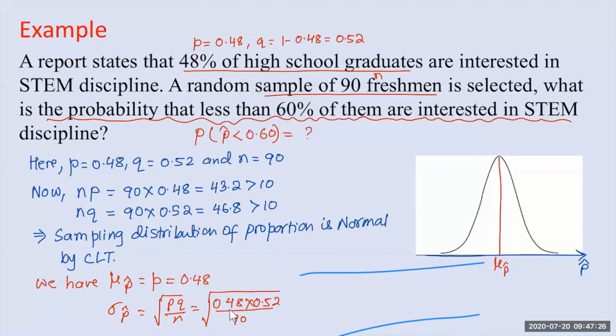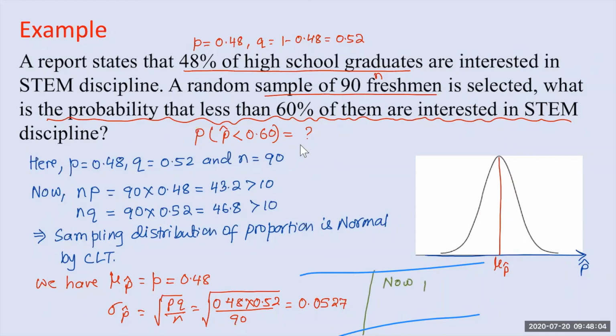If we type 0.48 times 0.52 divided by 90 under the square root in our calculator, you can try this. You should get 0.0527. That is the standard deviation for this distribution. So we have the mean and the standard deviation for this distribution. Once we have these, we can easily find this probability.